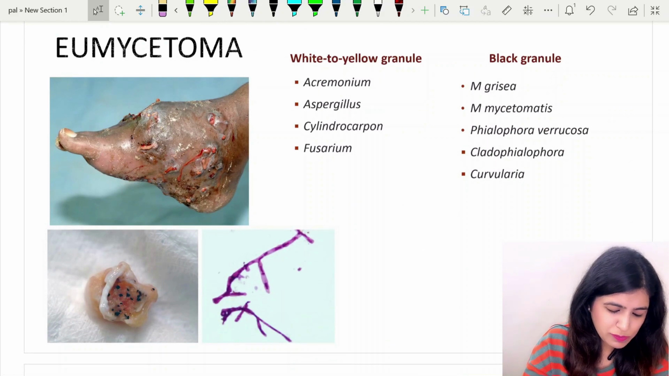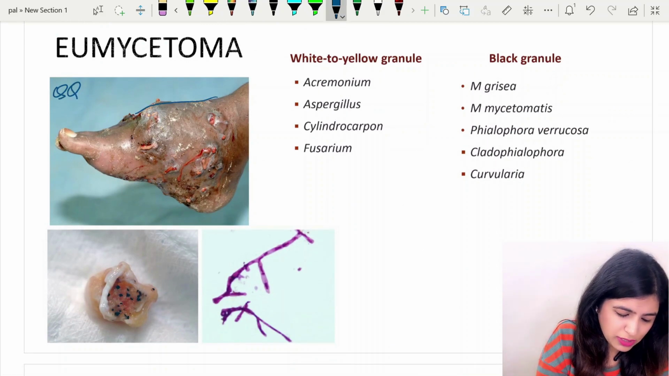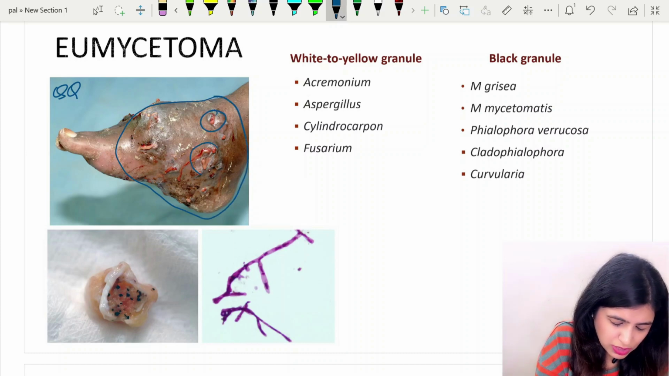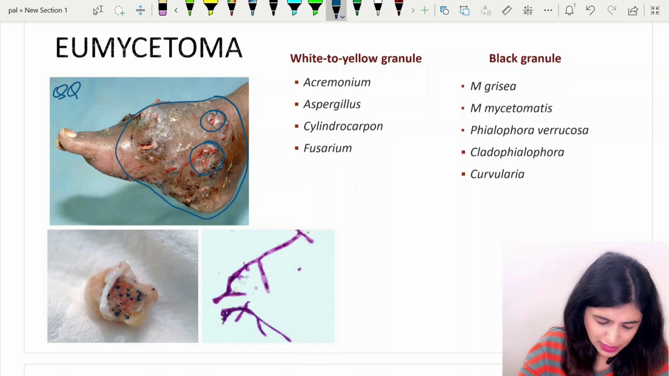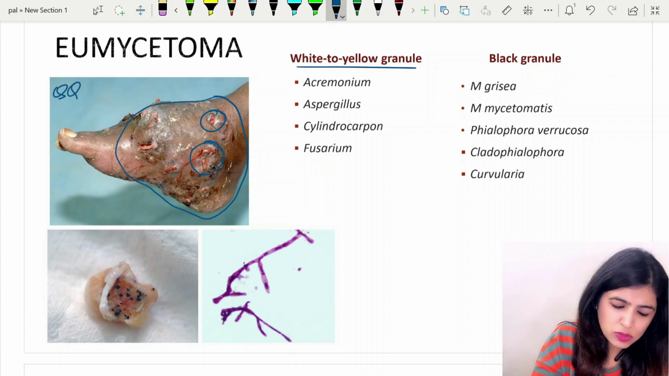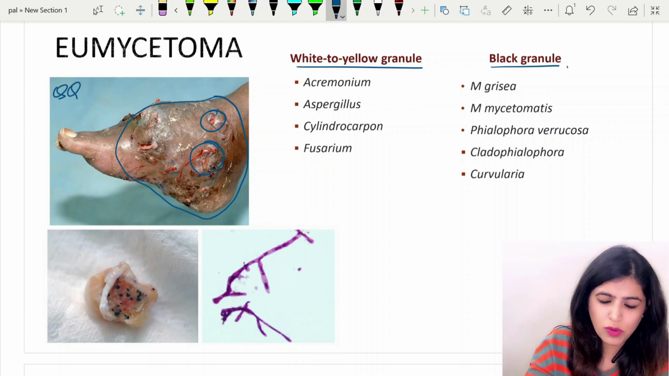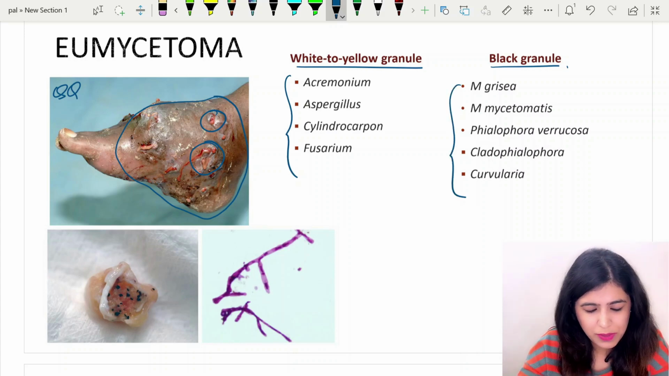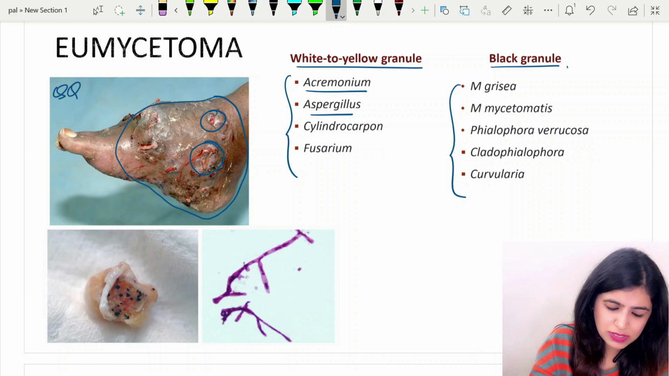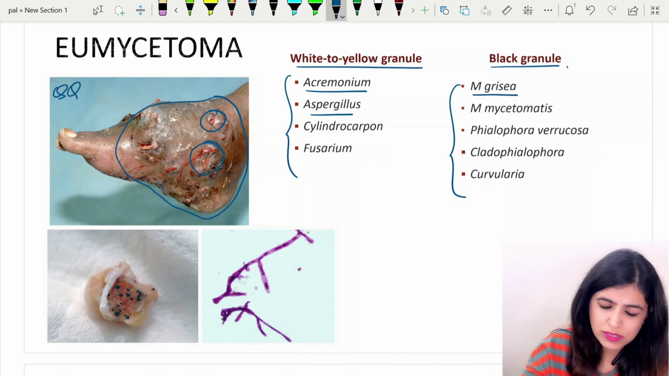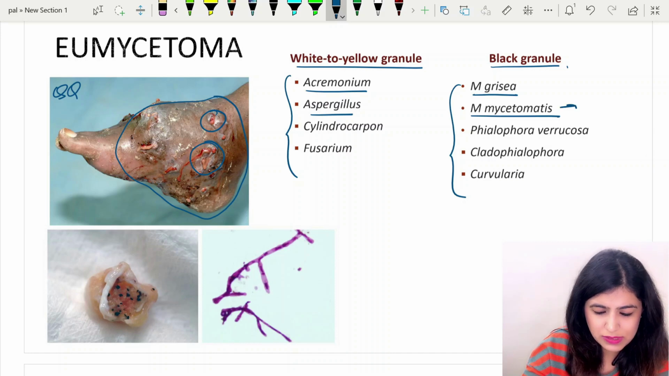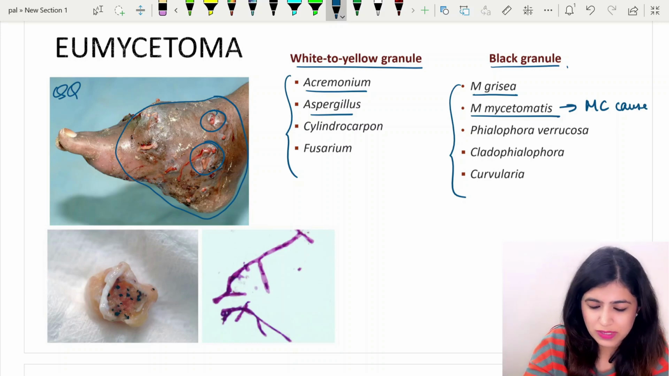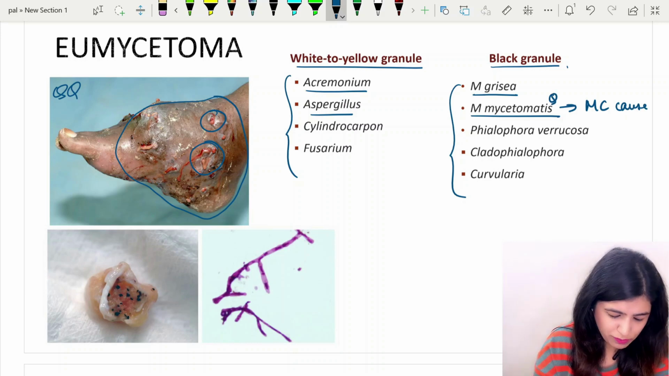Then talking about eumycetoma, there's another image here. When you see this image, again you see that this is a swelling of the foot. There are multiple sinuses which are oozing pus full of granules. We can also divide eumycetoma into two types, with white to yellow granules or black granules. There are different causes in both of them. It's okay if you remember Acremonium and Aspergillus mainly, and in the black granules it is Madurella grisea and Madurella mycetomatis. In fact, Madurella mycetomatis is the most common cause of eumycetoma. So remember this.